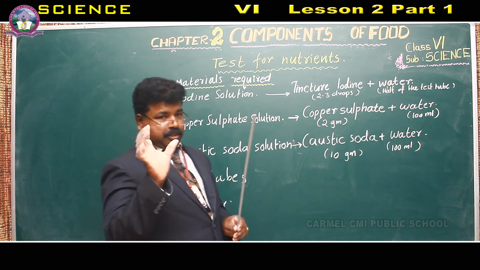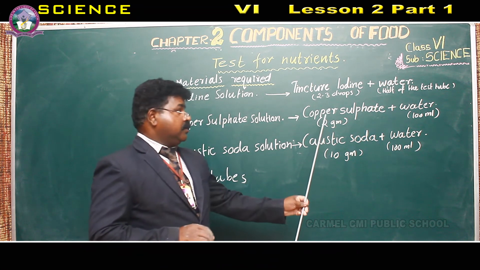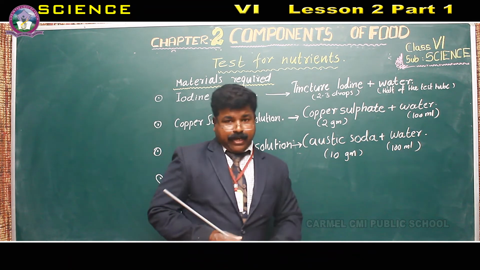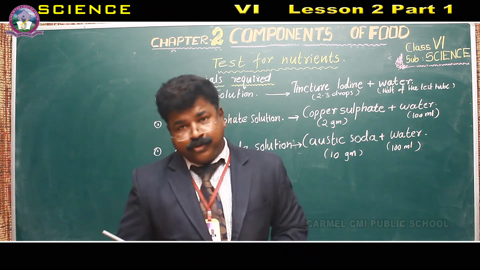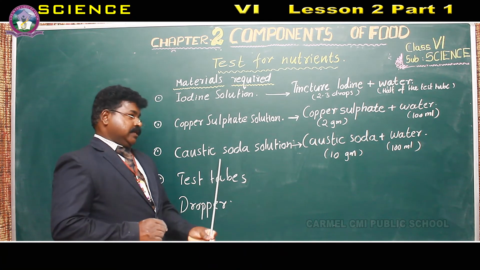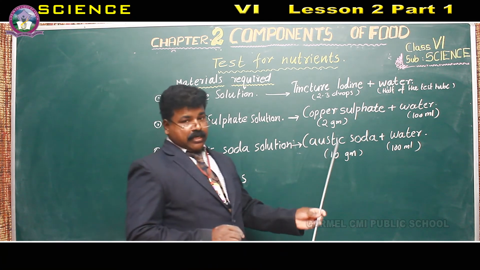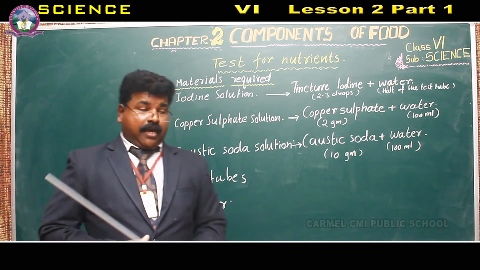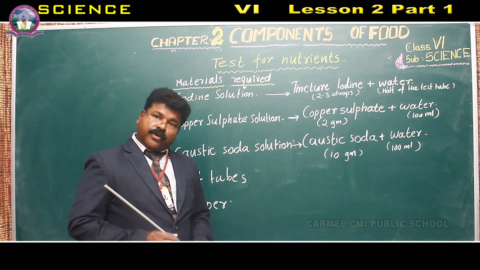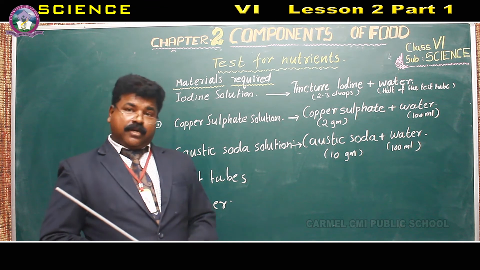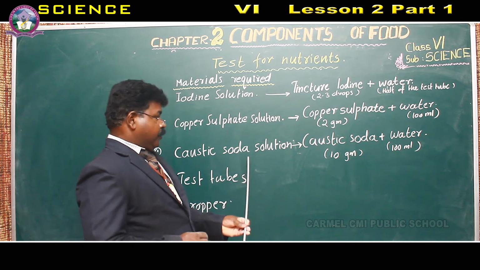When we shake this test tube thoroughly along with the copper sulfate powder and water, we can prepare copper sulfate solution. Okay. The next one is caustic soda solution. Actually, caustic soda solution is nothing but sodium hydroxide solution only. Caustic soda is also known as sodium hydroxide, and the sodium hydroxide solution also will be available in our laboratory, and we can prepare it.